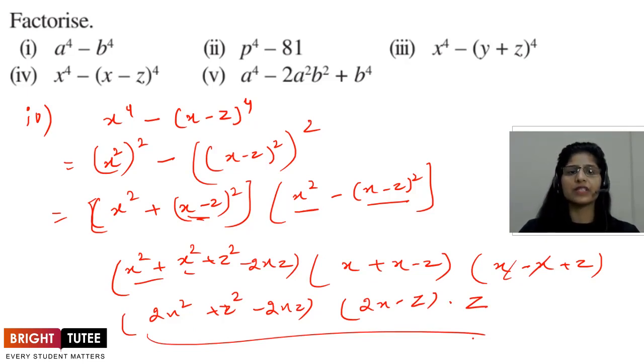Clear? What we have done: first we did the square of the terms, a square minus b square. When we applied a plus b and a minus b, the term a minus b is again forming a plus b and a minus b, that we have written. Clear? Okay, let's try the last part now.